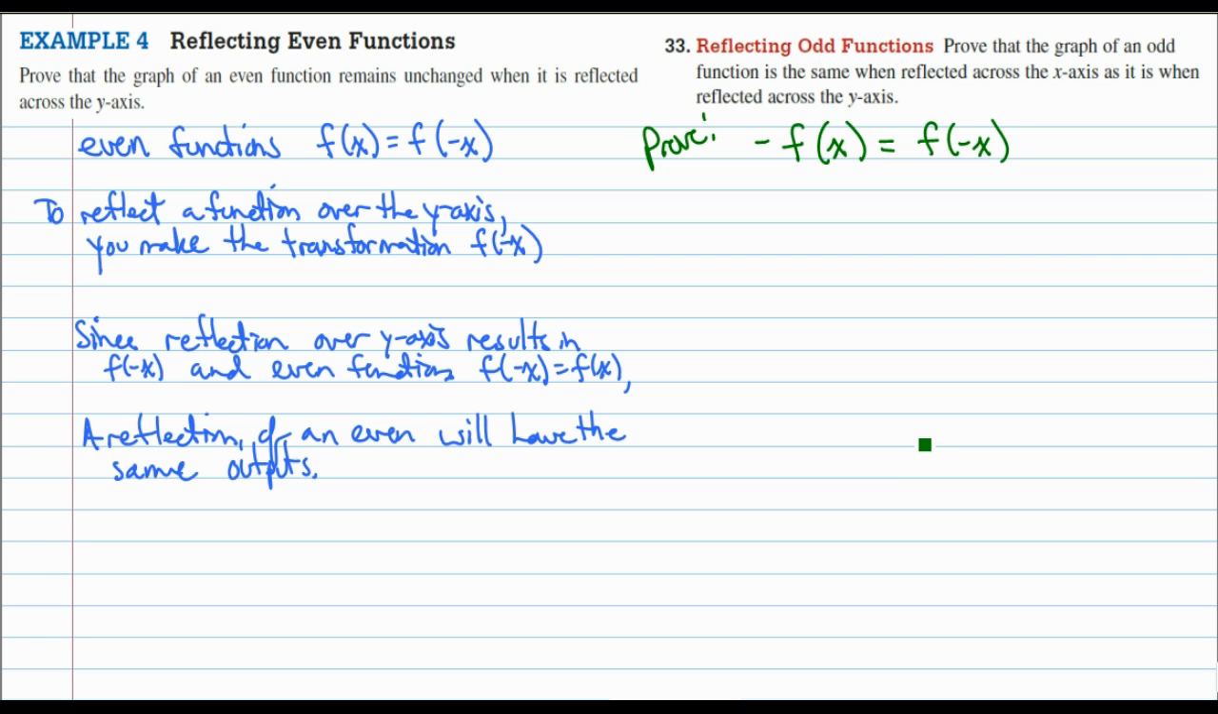Okay, well, the given information is that this is an odd function. So since this is an odd function, that means when I plug in the opposite value of x, I get out the opposite y value of what I started with. Oh. Okay, so that is actually exactly what I'm trying to prove. I just need to put that into words to make that connection.